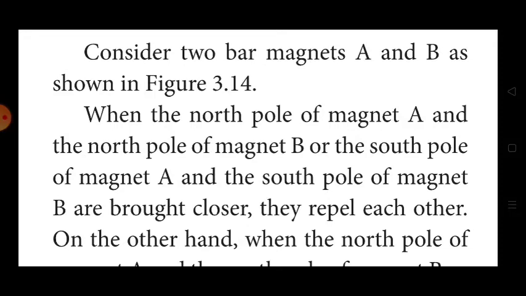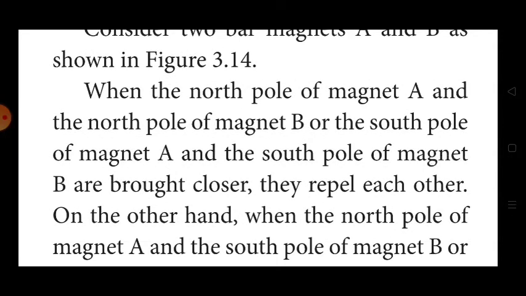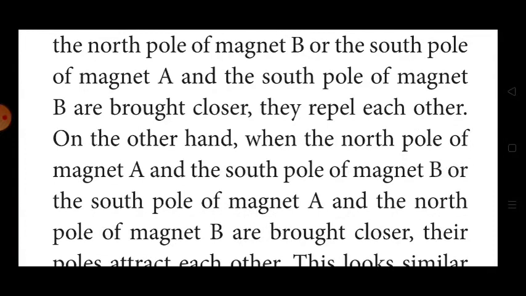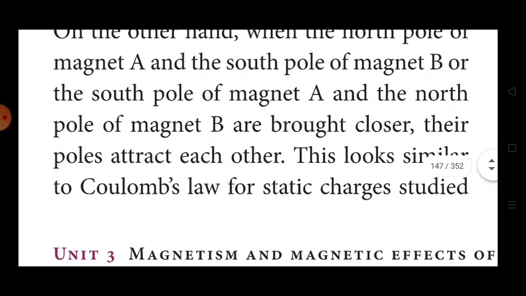When the north pole of magnet A and the north pole of magnet B, or the south pole of magnet A and the south pole of magnet B, are brought closer, they repel each other. On the other hand, when the north pole of magnet A and the south pole of magnet B, or the south pole of magnet A and the north pole of magnet B, are brought closer, the poles attract each other. This looks similar to Coulomb's law for static charges that we studied.